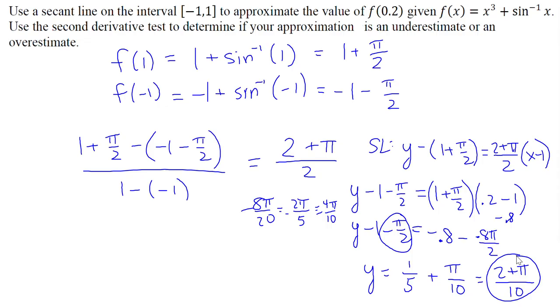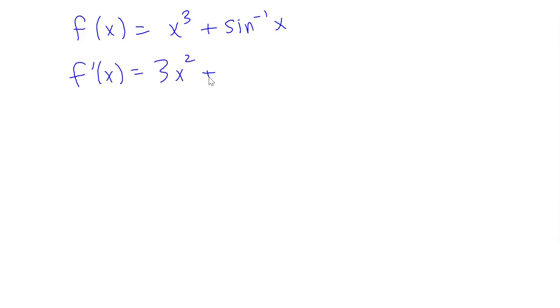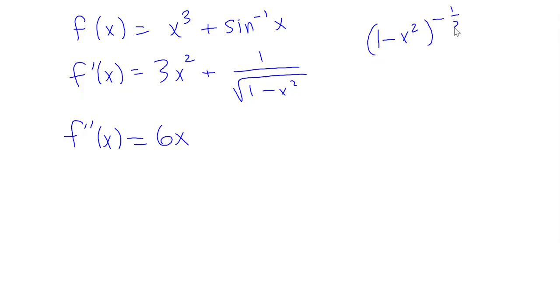And now we just need to find a second derivative to determine if the function is concave up or concave down. So our function was just x cubed plus the inverse sine of x. So the first derivative should be really easy. F prime should just be 3x squared plus the derivative of inverse sine, which is 1 over root 1 minus x squared. And then to find our second derivative, we'll just take the derivative again using the power rule for the 3x squared. That's just 6x. And then root 1 minus x squared in the denominator is like 1 minus x squared to the negative 1/2.